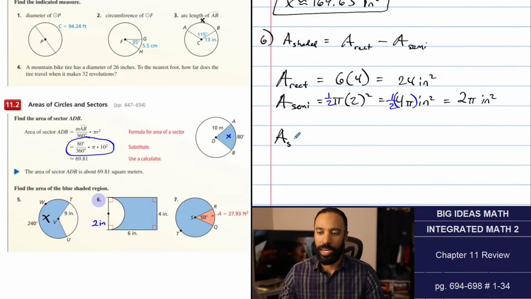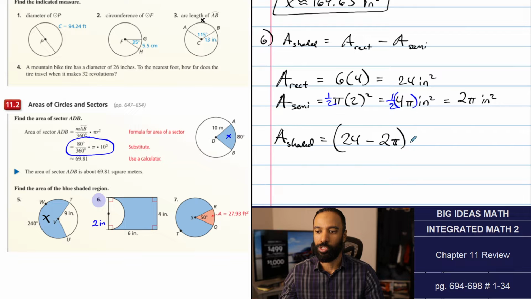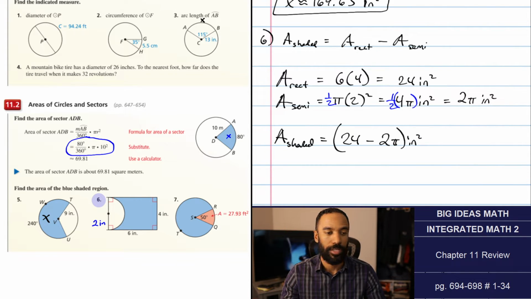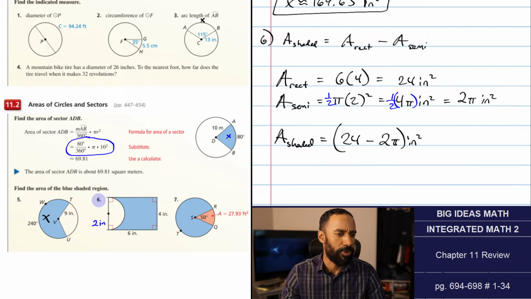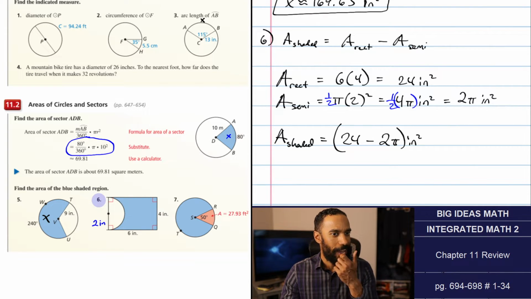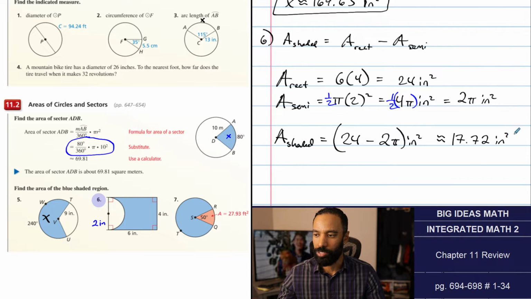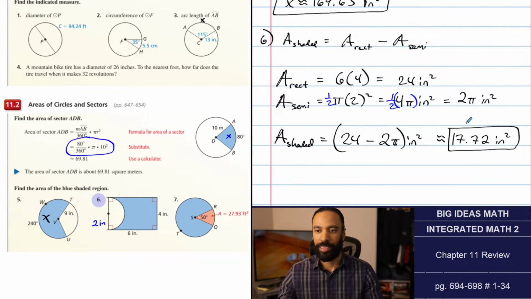Okay, so the area of the shaded region, therefore, we're going to take 24 minus 2 pi. That results in square inches. That's an exact answer, not a very favorable one, so we'll go ahead and round it. So it's going to be 17 point something, I guess. 24 minus 2 pi is 17.716, so 17.72. 17.72 square inches. All right, that's number 6.